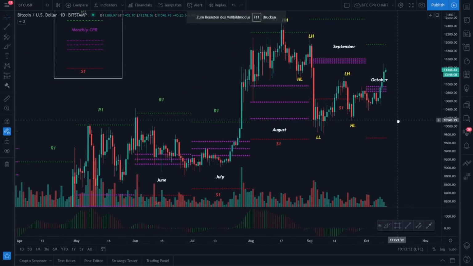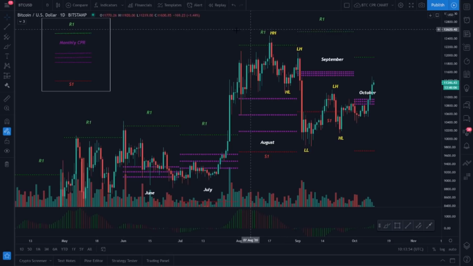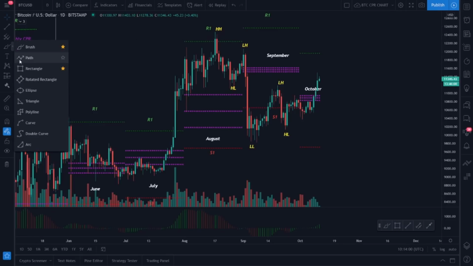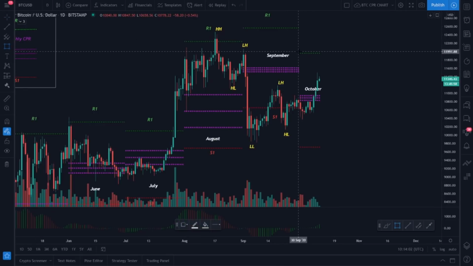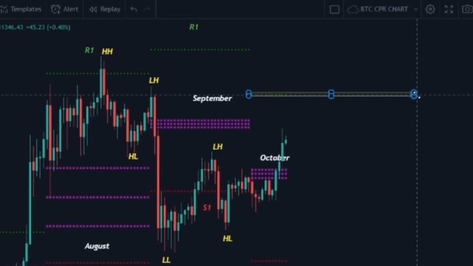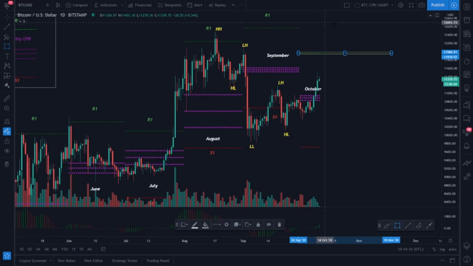So now if we look at this price structure of Bitcoin, guys, with the help of this monthly CPR, you can see right now in a daily time frame, the price of Bitcoin is clearly heading to the upside. According to this monthly CPR, the green line area, which is at 11,950, is our target level for this October month. We can go even higher, but for now this 11,950 is our target area, guys.